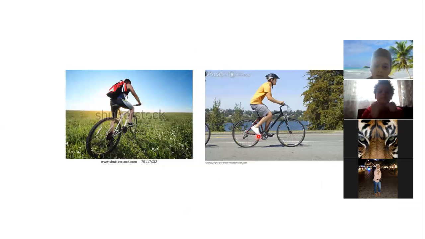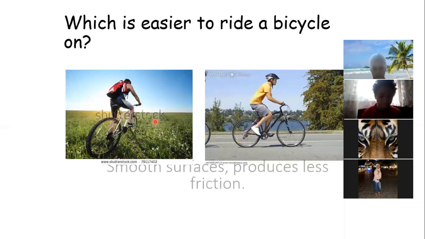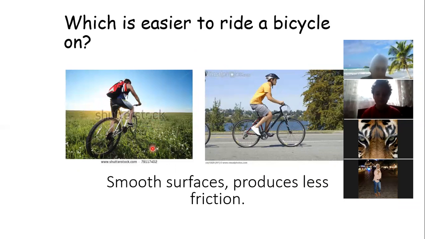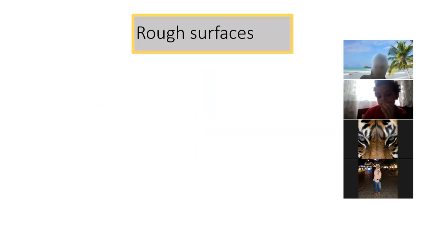Okay, same here. Which one do you think will be harder for the person to ride a bicycle on? Yes, Ayman. Of course, on the grass. Yes, on the grass it will be harder, because again the grass is a rough surface while the street will be a smooth surface. So anyone riding the bicycle on the grass will find it much more difficult than on the street.